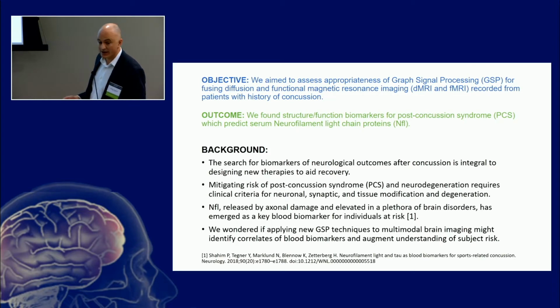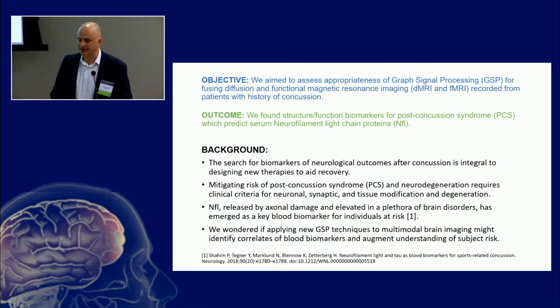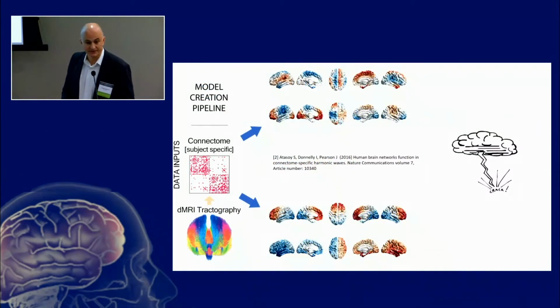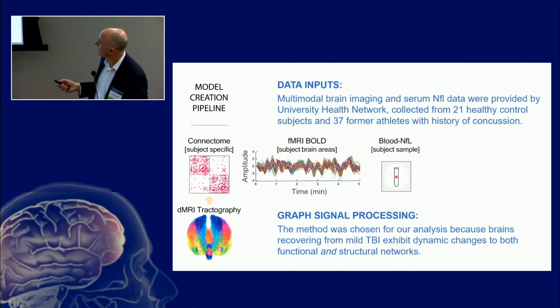Now, NFL, as we've heard in talks from Dr. Smith and others, is released by axonal damage, and it's elevated in really a plethora of different neurodegenerative diseases, including TBI. And it may become, and is becoming, a key biomarker for individuals at risk. So we wondered if applying these new graph signal processing techniques that come out of the engineering field could be appropriate for finding these multimodal biomarkers, and not only to help with identifying patients at risk, but to maybe explain some of the underlying, at least present hypotheses as to the underlying mechanisms by which these blood biomarkers may be coming into the patient. So to begin with, I'll describe the data inputs.